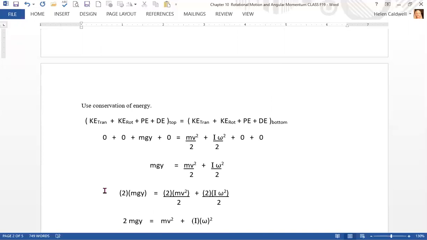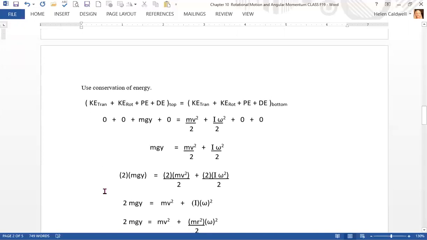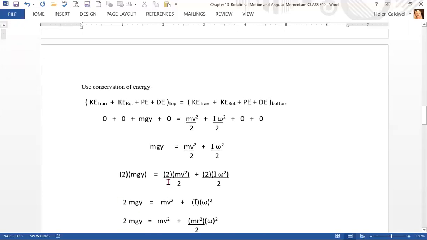You could plug in the masses if you wanted to, and then there'd be one less thing to deal with. We'd have more numbers. It's kind of up to you on that. I'm going to show you how the masses cancel out though. So multiply everything by 2 to get rid of the 2's in the denominator. So 2 on the left, 2 with the first term, 2 with the second term. These 2's cancel, those 2's cancel. On the left, we've got 2mgy equals just mv squared plus I omega squared.